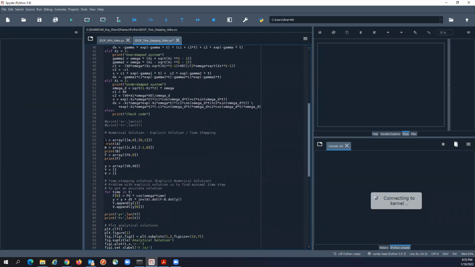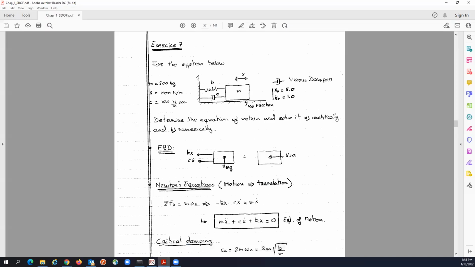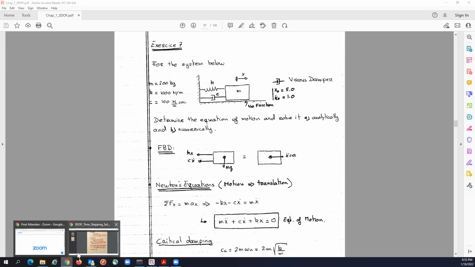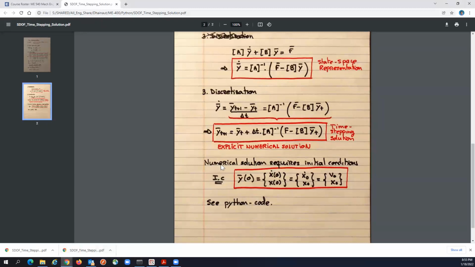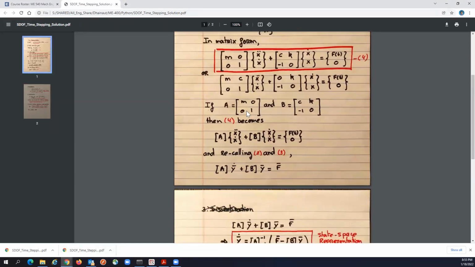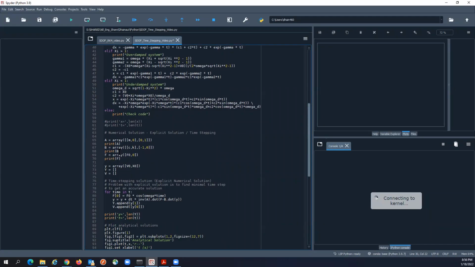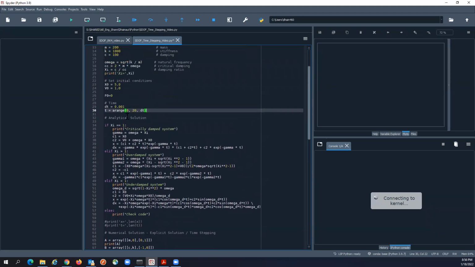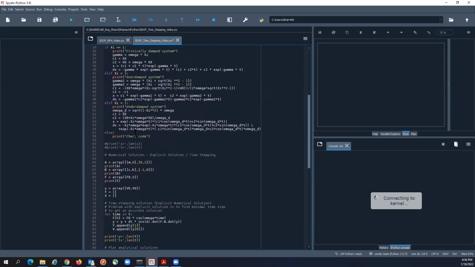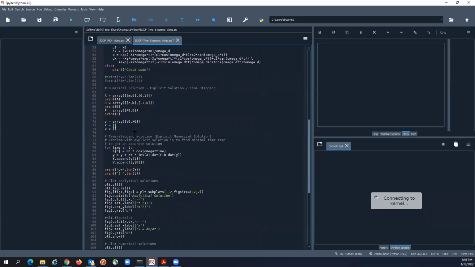And here now I define the matrix A that we defined before, as M, 0, 0, 1. Basically, what I am defining are these matrices over here, A and B, okay? You can see over here print A, print B, which you can eliminate. And this is the force vector, which in our case should be 0. F equal to 0 over here, but you can put a value.